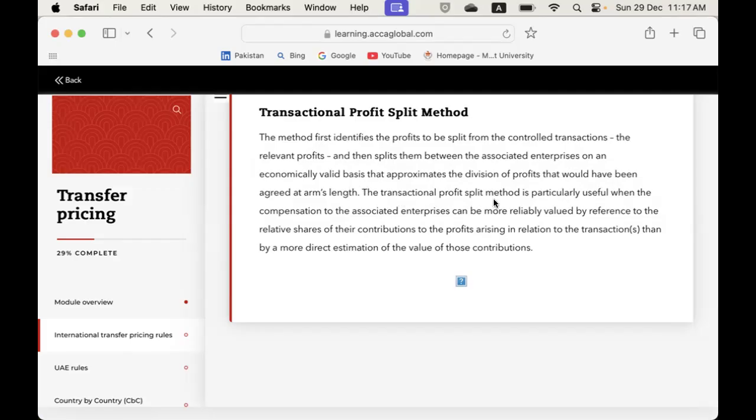The transactional profit split method is particularly useful when the compensation to the associated enterprises can be more reliably valued by reference to the relative shares of their contributions to the profits arising in relation to the transactions than by a more direct estimation of the value of those contributions.